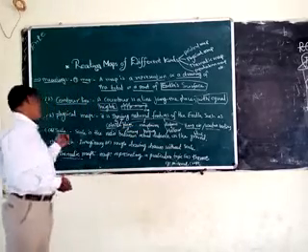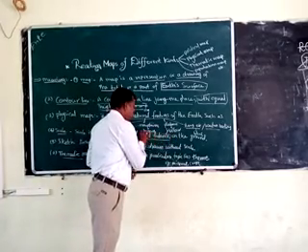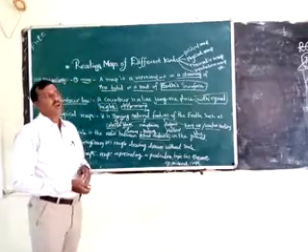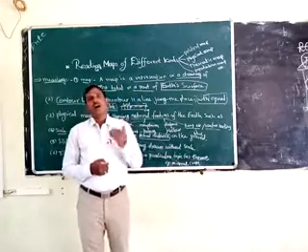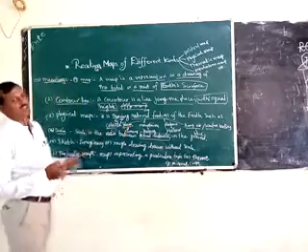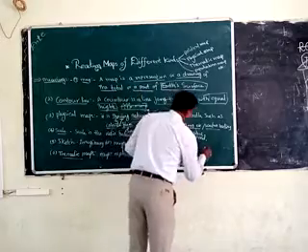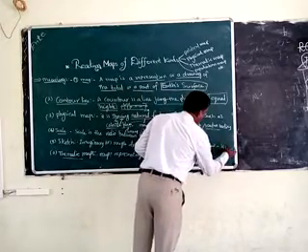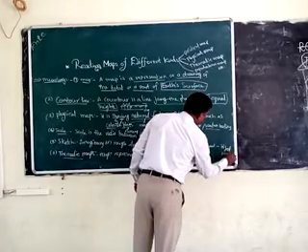Next, we come to scales. Scale is the ratio between the distance on the map and the actual distance on the ground. We cannot show 100 kilometers directly. Suppose we travel from Kurnool to Hyderabad. How can you show the distance on paper or a map? That's why we use the scale.